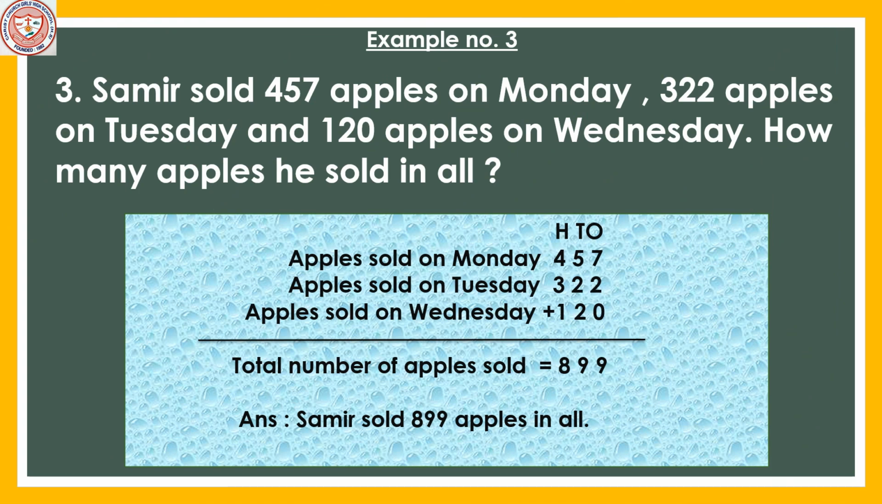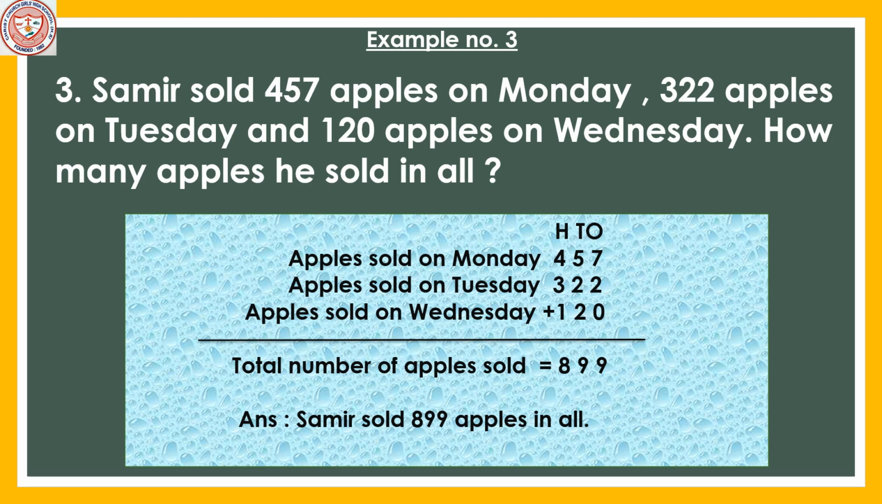Samir sold 457 apples on Monday, 322 apples on Tuesday, and 120 apples on Wednesday. How many apples did he sell in all? So, first we have to read the story sum very carefully. Then you have to write the statements.